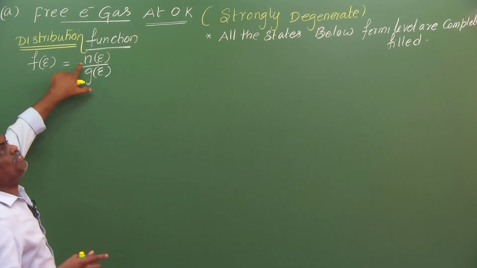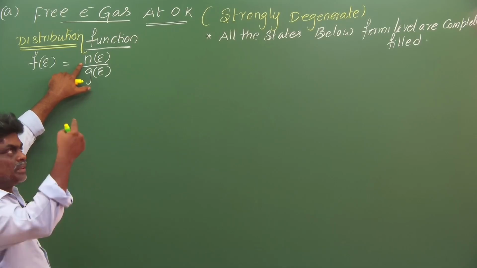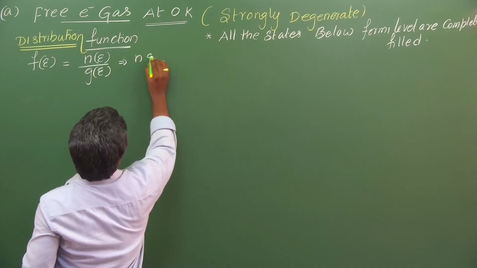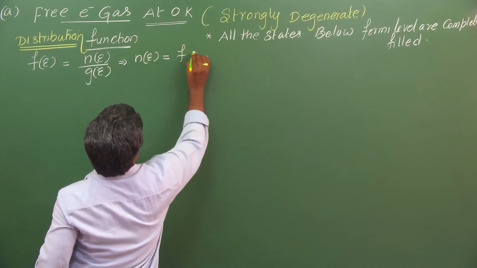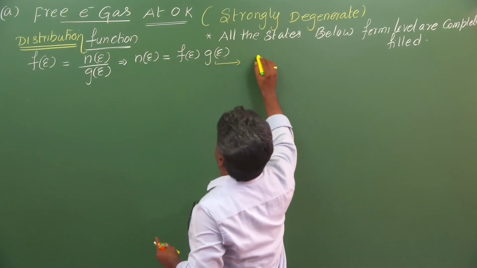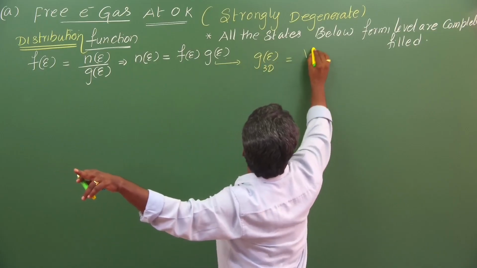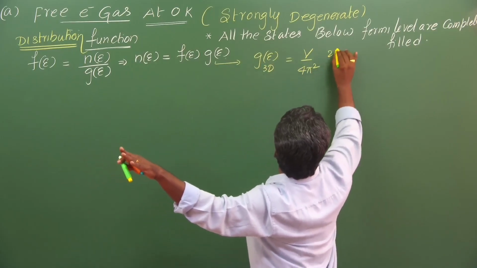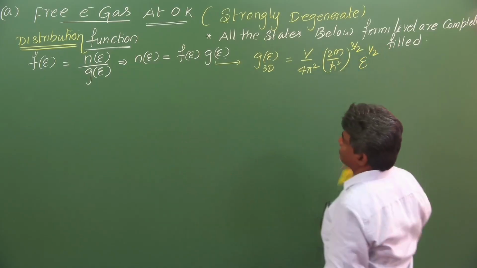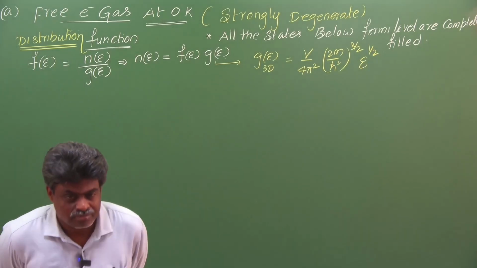So f of E is defined as n of E by G of E. Don't forget this because it's very crucial: n of E is always equal to f of E times G of E. And we are in 3 dimension, so G of E is V by 4 pi square, 2m by h cross square whole power 3 by 2, E power 1 by 2. That is the G of E. Which gas have you taken? Electron gas.